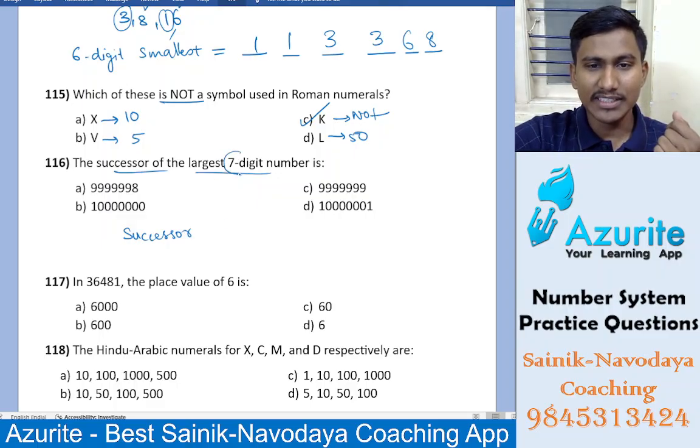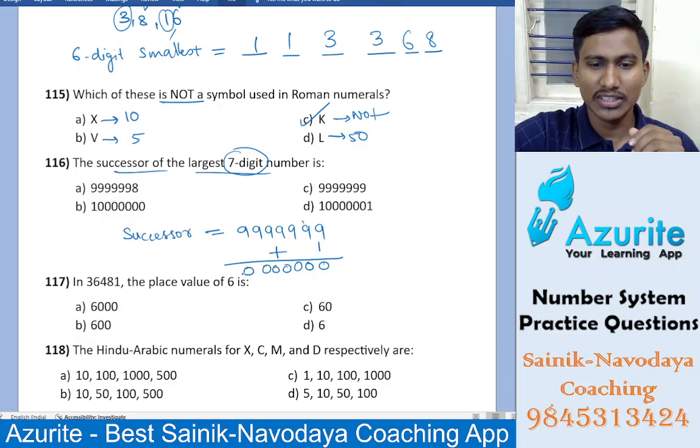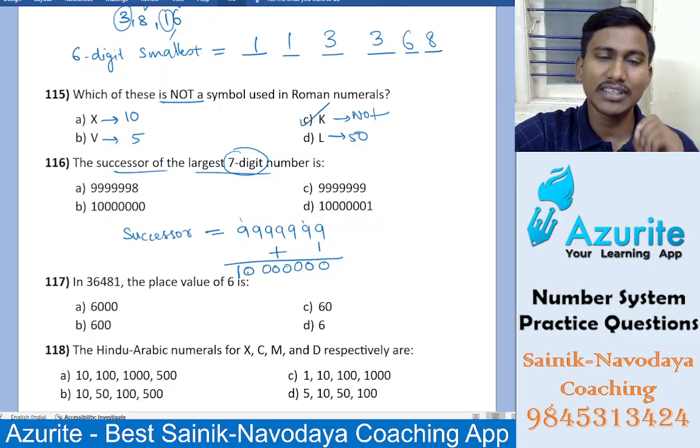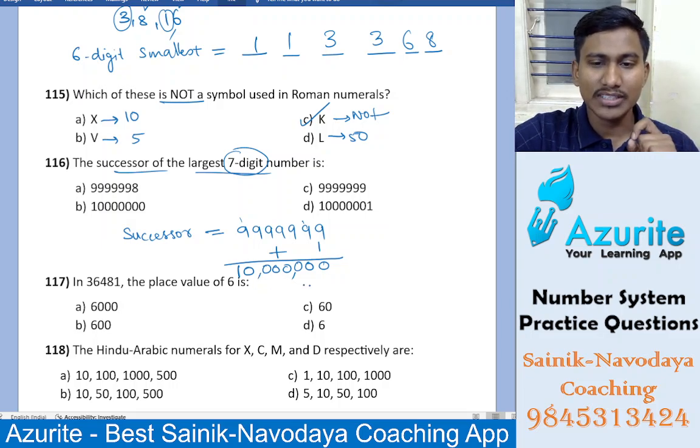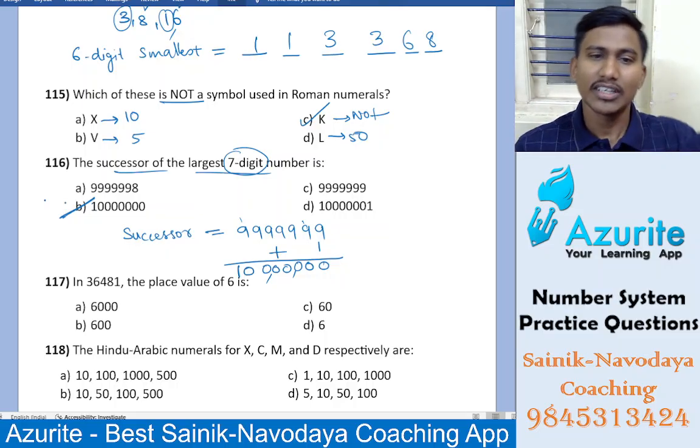So the largest 7 digit number is 1, 2, 3, 4, 5, 6 and then 7, that is 9 seven times. Plus 1 we have to do. If you add 1, this becomes 0, 1 carry. Then all will become 0 with 1 carried, and the 1 will be carried here. 9 plus 1 is 10. So that is the smallest 8 digit number, that is 10 million or 1 crore. Which will be the answer? Option B, so that is the answer.